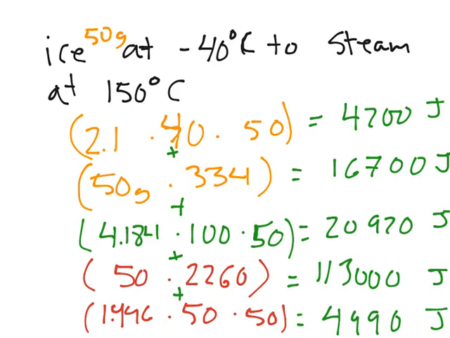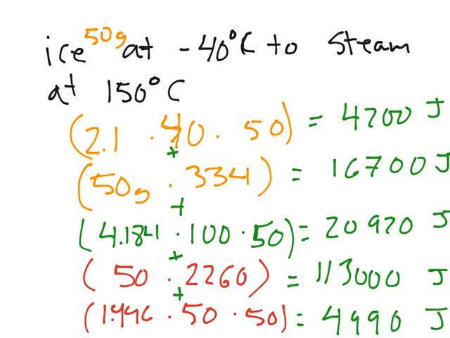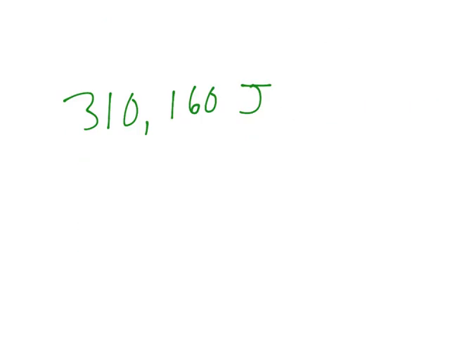And when we add all these together, we get 310,160 joules of energy required to heat that 50 grams of water from negative 40 to 150 degrees Celsius. That's quite a bit of energy. It's right around almost 100 calories, so about the energy of a candy bar.